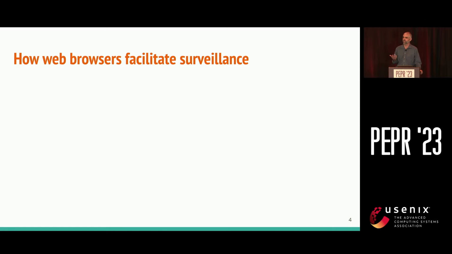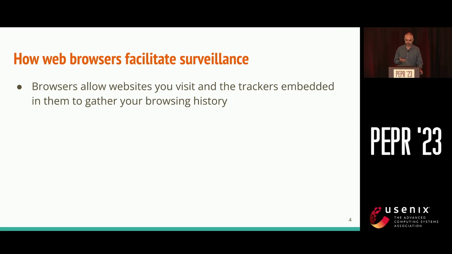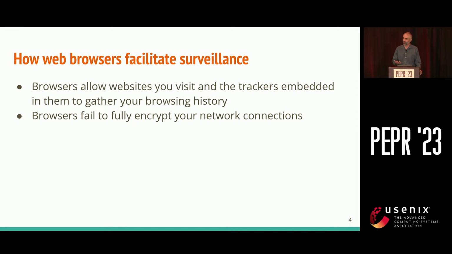So how is it that web browsers are making this possible for everybody to be surveilled, for us all to be spied on? Well, there's a couple reasons. One is just that browsers are allowing websites you visit to embed trackers, and these trackers can gather your browsing history. And it's built right into the design. And a second thing is that browsers are still not encrypting all of the connections that you're making on the web. There are still unencrypted parts. Finally, browsers are gathering data themselves in large amounts, depending on the browser.